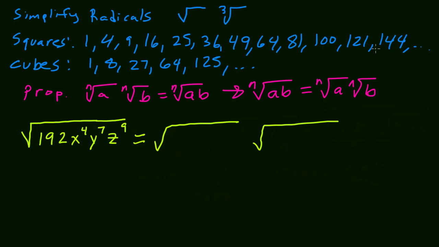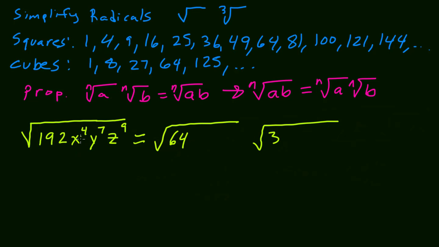Well, obviously, let's see, it's not 121, it's not 100. It has to divide evenly, no fractions or decimals. And I think it's going to be 64. So we get 64 out here. 192 divided by 64 means that 3 is going to be left over. 64 times 3 is 192.